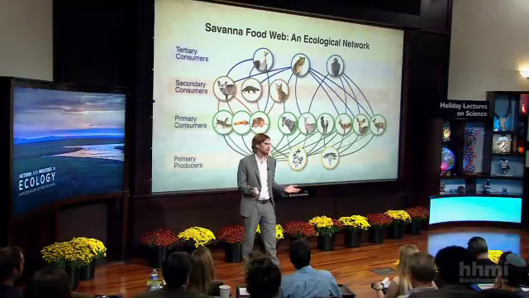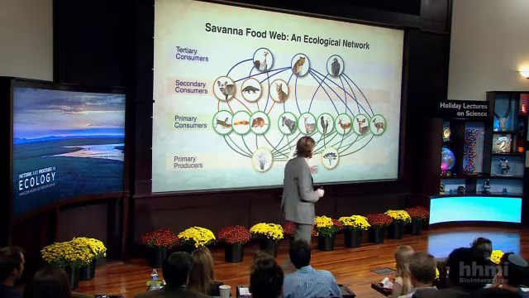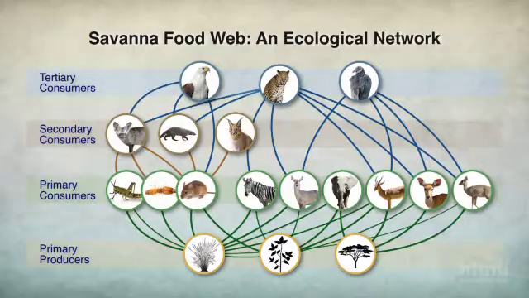So, communities can best be represented as networks showing interactions between species. So this is an example of a food web from an African savanna, and it's not a complete one. There are species missing from this graph, but it's an illustrative one.